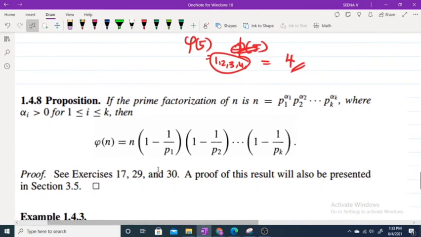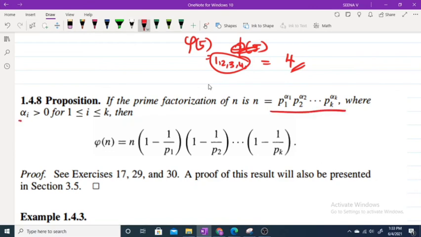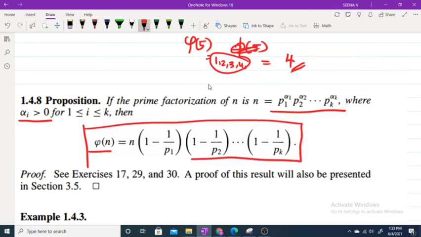Now we have one proposition. If the prime factorization of n is p1 raised to alpha 1, p2 raised to alpha 2, etc., pk raised to alpha k, where each alpha i is greater than 0, then phi of n is, and this is very important, you just recall this formula: phi of n is n into 1 minus 1 by p1 into 1 minus 1 by p2, etc., 1 minus 1 by pk, where p1, p2, etc., pk are the primes in the factorization.